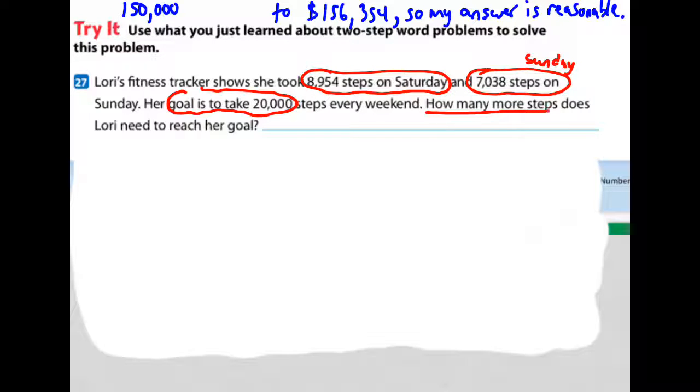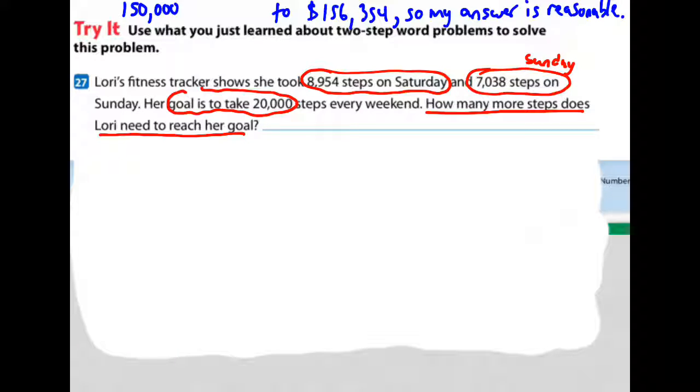All right. Now, I do know when I underline that sentence, whenever it says how many more, there's going to be subtraction somewhere, because how many more means to subtract. So here's what I want to think about. Okay, so these are the steps she did. This is her goal. So I'm going to have to subtract to figure out how many more. Now I'm thinking I could do 20,000 minus 8,954 and then subtract 7,038. So I could do this minus this, get an answer, and subtract this. That would work, but that would give me two subtraction problems.